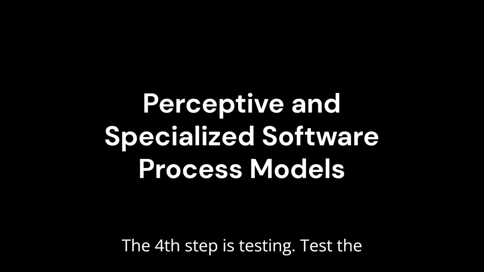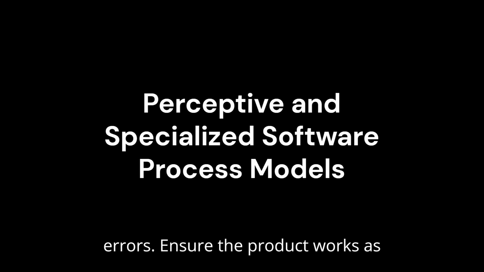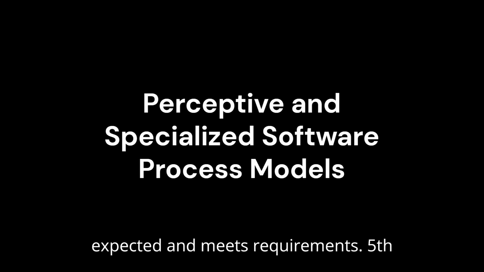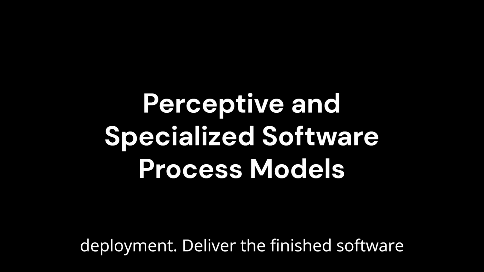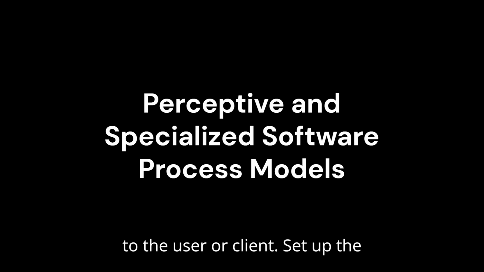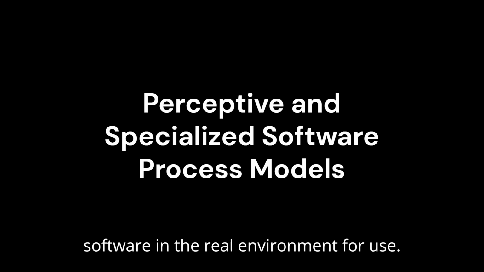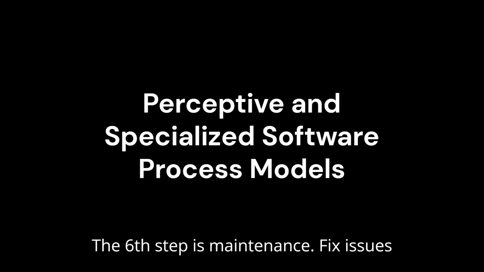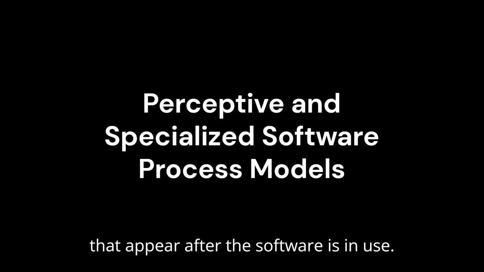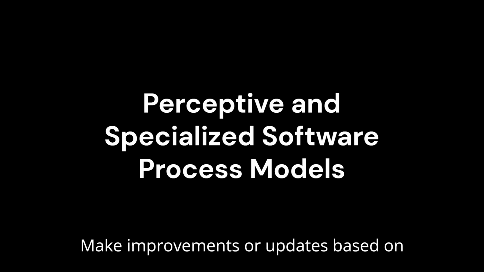The fourth step is testing. Test the software to find and fix bugs or errors. Ensure the product works as expected and meets requirements. Fifth, deployment. Deliver the finished software to the user or client. Set up the software in the real environment for use. The sixth step is maintenance. Fix issues that appear after the software is in use. Make improvements or updates based on user feedback.